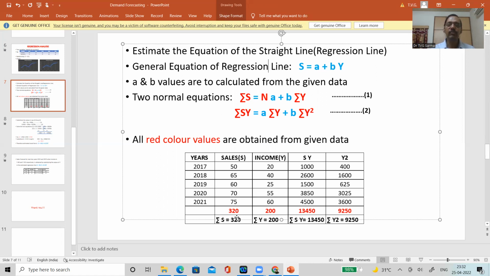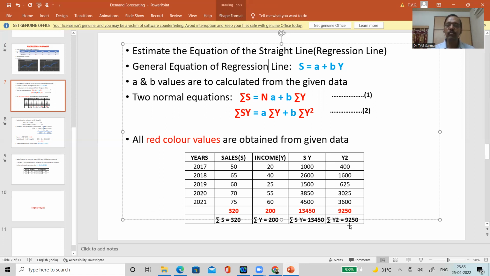So years are given, sales are given, income is given. So summation S is 320, number of observations N is 5, summation Y, which is nothing but the summation of income, is 200. Then summation S into Y: we do S into Y, 50 into 20, 65 into 40, 60 into 25, and I get the summation S into Y. And last, it says that you have to calculate summation Y square. So we do Y square: 20 square 400, 40 square 1600, 25 square 625. This total we take, it is 920.